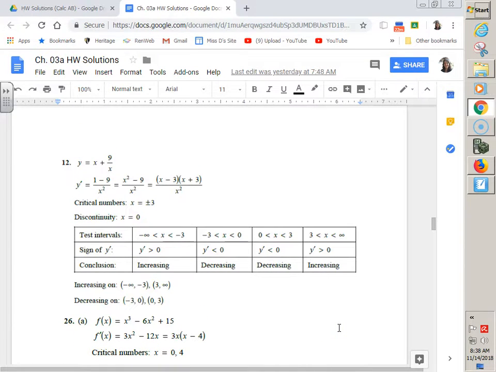Number 12. Up, down, up. Remember, you're not checking the derivatives. You're not checking the critical numbers. You should just be able to look at the chart and say, did I figure it out? Here's the increasing. Here's the decreasing.